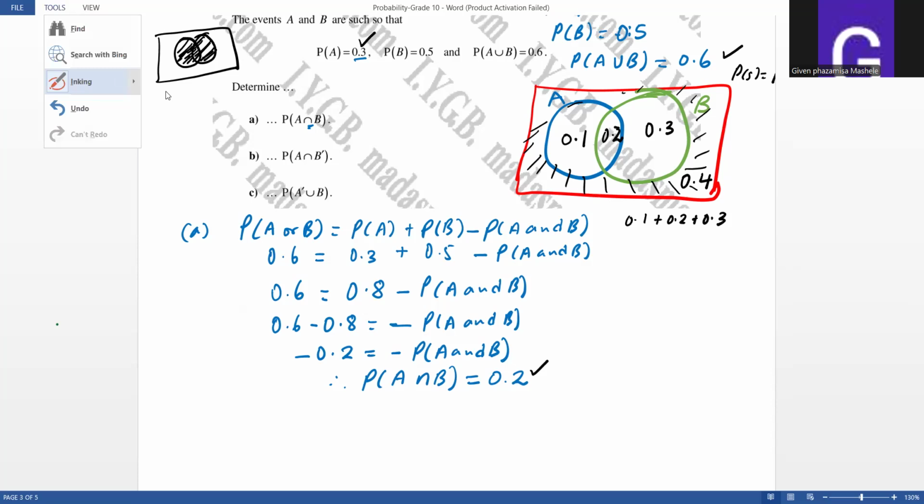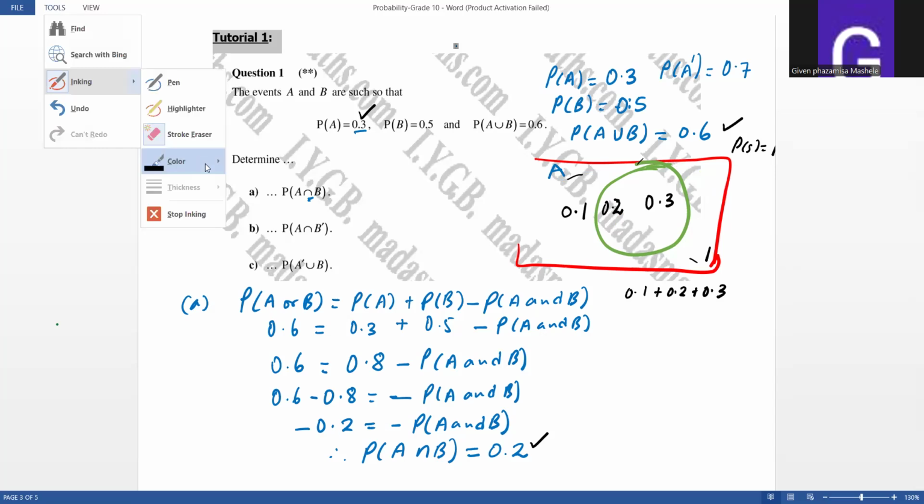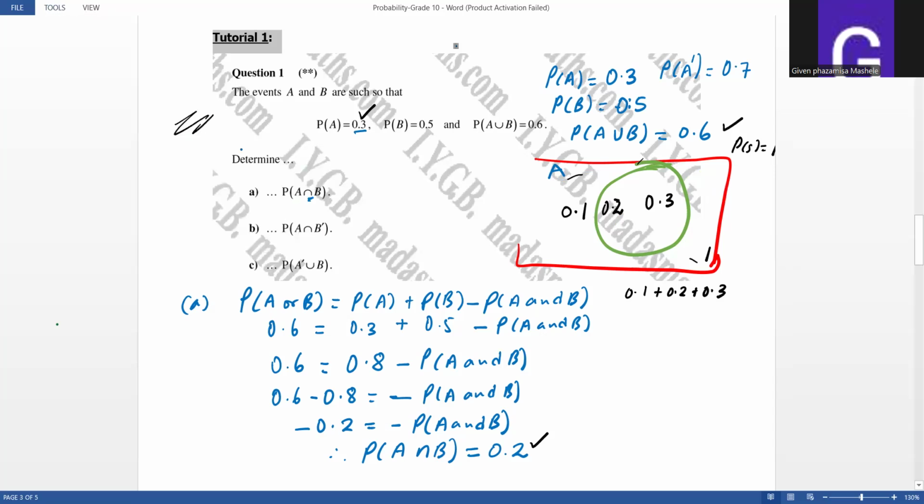Okay, so now I wanted to erase this so that we can easily see, even this other part. Okay. So this is our event B. Okay.